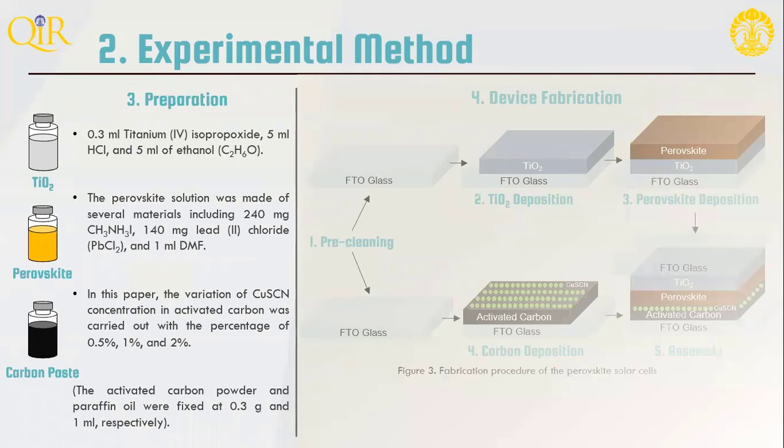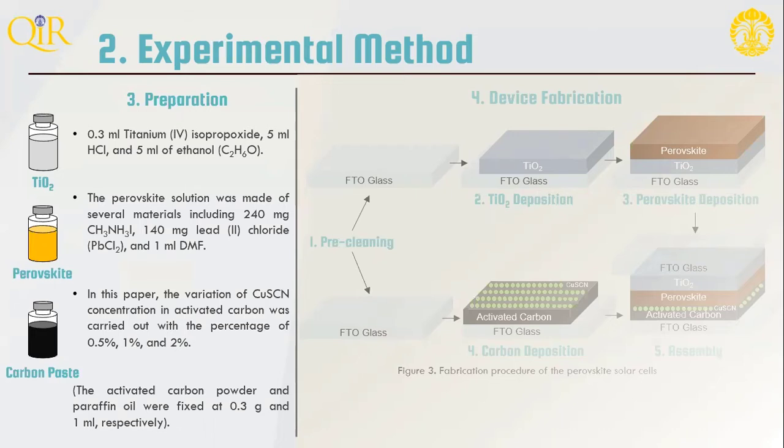The next one is preparation. Before we fabricate our devices, we have to prepare three materials first. The first one is titanium dioxide, which consists of 0.3 milliliter titanium isopropoxide, 5 milliliter of HCl, and 5 milliliter of ethanol. The second one is perovskite. The perovskite solution was made of several materials, including 240 milligrams perovskite, 140 milligram lead chloride, and 1 milliliter of DMF. And the last one is carbon paste.